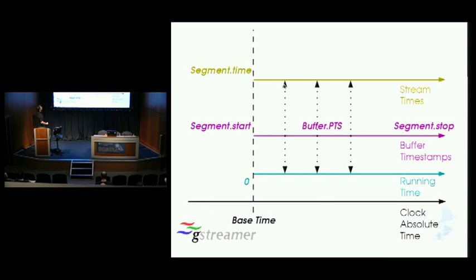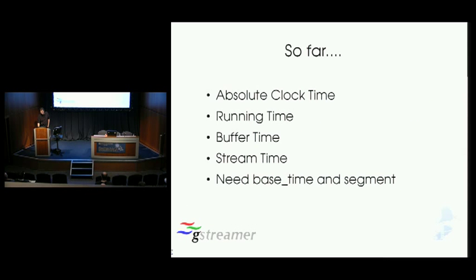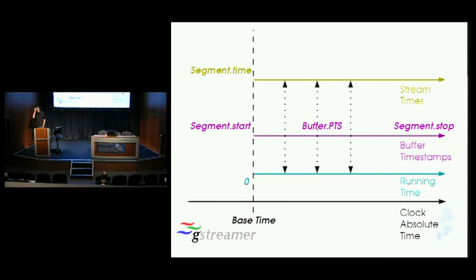Right. And we've essentially shown most of this, it summarizes pretty much. There are some other fields in segments, like the base field, but if at least this is clear for everybody and the relationships between everything is clear, that should make it much easier to understand the other synchronization concepts in GStreamer.